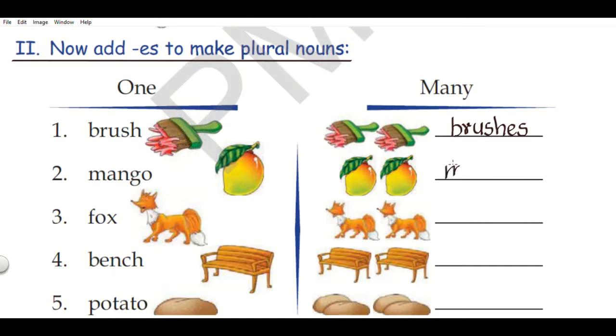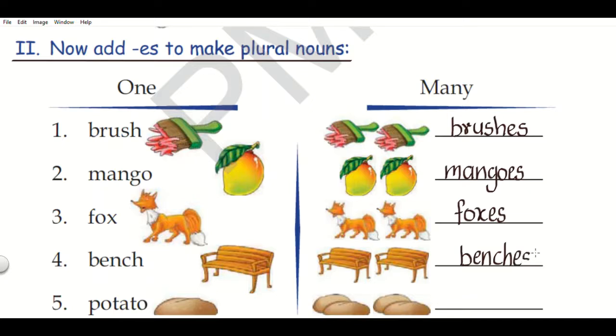Number 2. One mango. Many mangoes. We will write mango and add es to it to make plural of the word mango. One fox. Many foxes. We will write fox and add es to it to make plural of this word, that is now foxes.